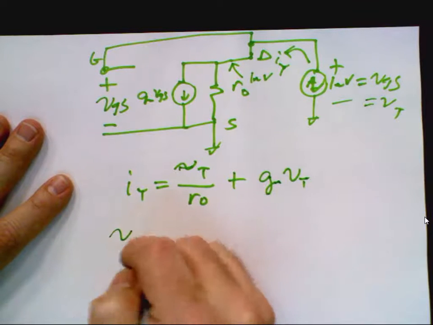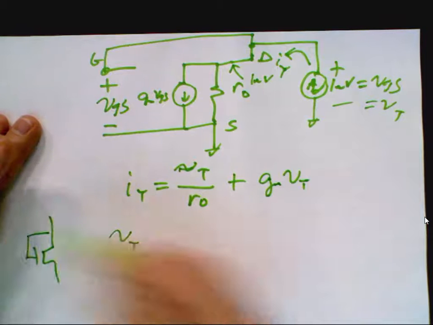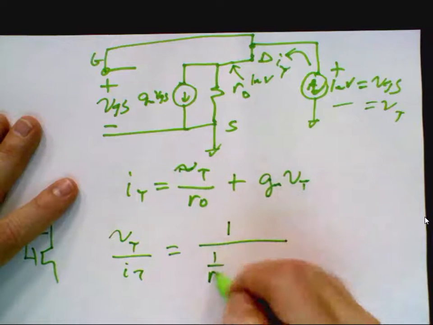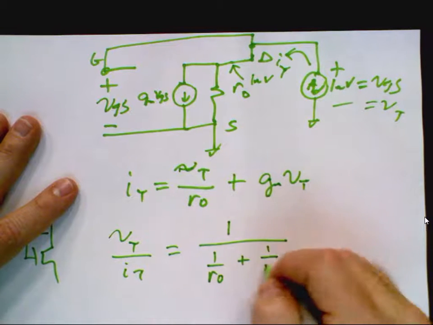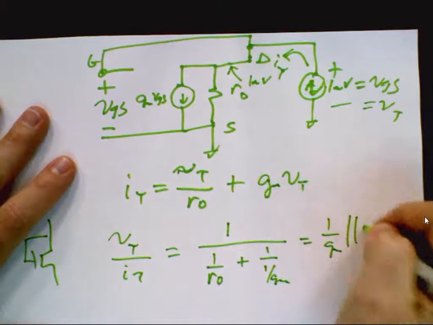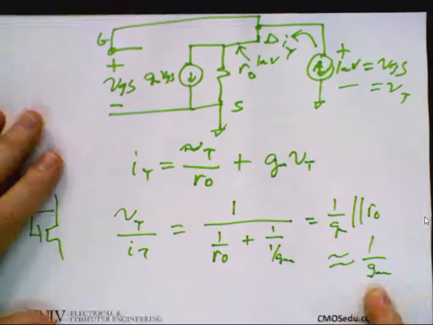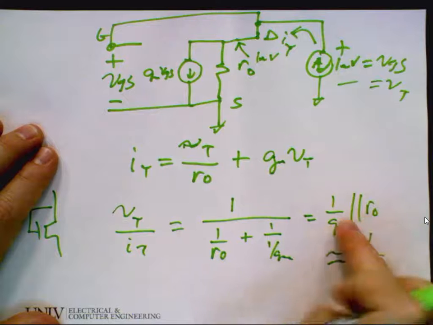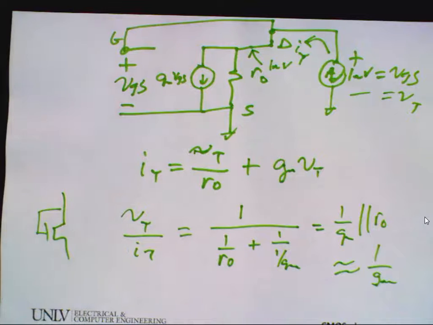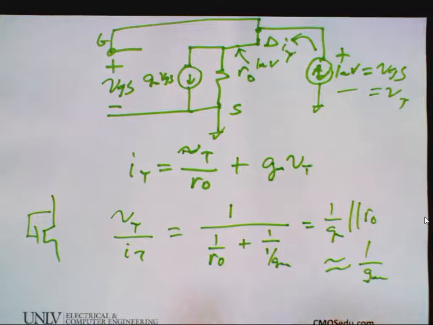Or I can write V test over I test, which is the impedance looking into the gate-drain connected device, is equal to 1 over R0 plus 1 over GM, which is 1 over GM in parallel with R0, which is approximately 1 over GM. Because in any usable transistor, 1 over GM has to be much less than R out, or you don't get any gain. We'll see that later. Any questions? Does everybody see how I did that?